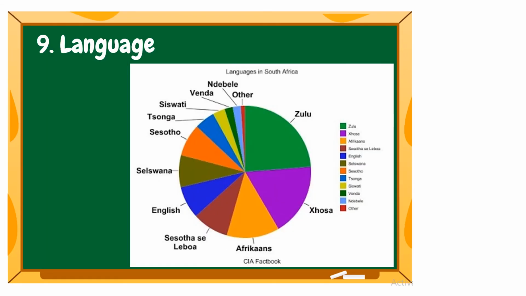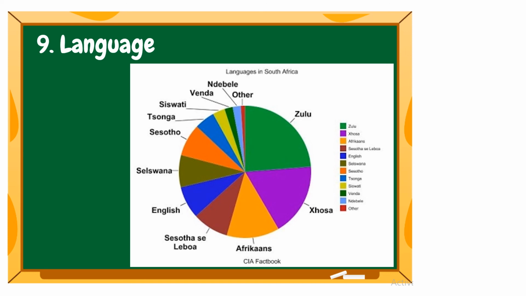Number 9, language. In a country with 11 official languages, soon to be 12 with the inclusion of South Africa's sign language, multilingual classrooms are a reality. In many South African classrooms, there is often more than one home language represented, and the language of learning and teaching is not all learners' mother tongue.